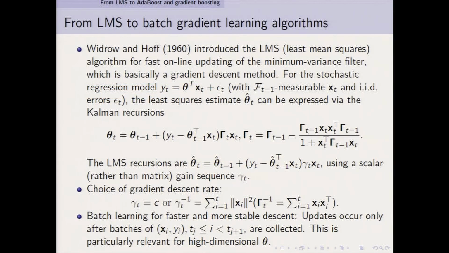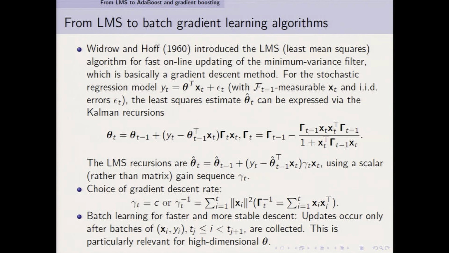So the thing started very early, from Bernard Widrow. So I start talking about this gradient. The idea is using gradient descent, rather than using a matrix kind of operation. And Bernard Widrow, who is a Stanford colleague in electrical engineering, introduced this idea, and Hoff was his student. He introduced this LMS, or least mean squares algorithm, for fast online updating of the minimum variance filter, which is basically a gradient descent method.